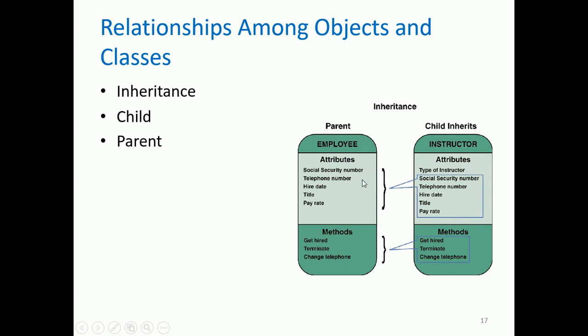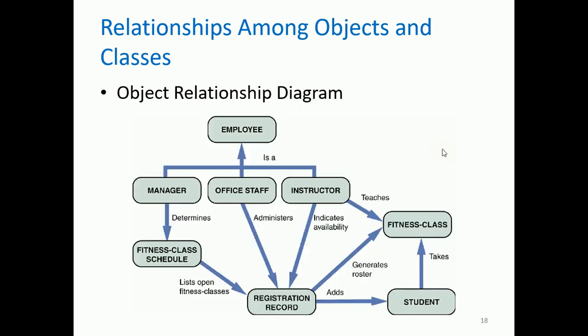Not just the attributes, but methods can also be inherited. So we have the methods of employees such as get hired, terminate, and change telephone number. As you can see, these are also inherited by the instructor object: get hired, terminate, and change telephone number. So there is the so-called inheritance from a parent to a child. In this example, we have employee as the parent and instructor object as the child, and there is inheritance.